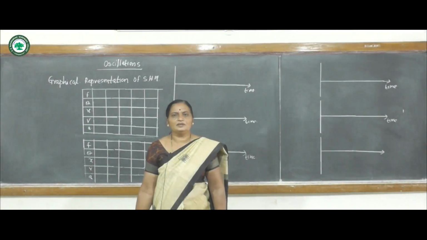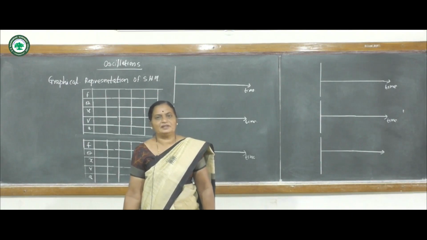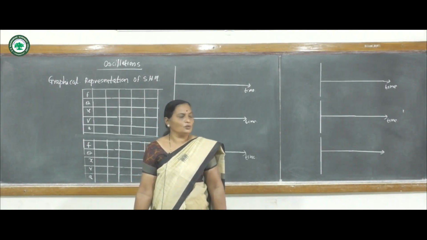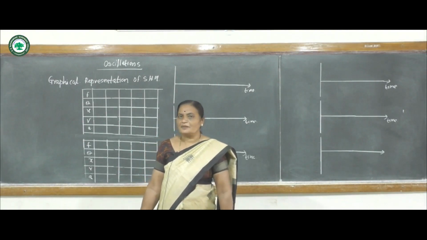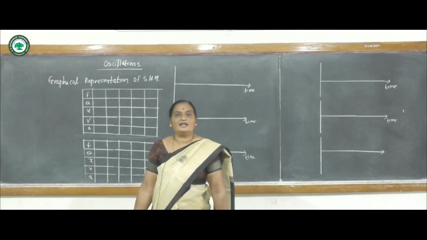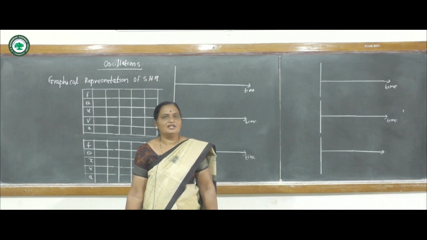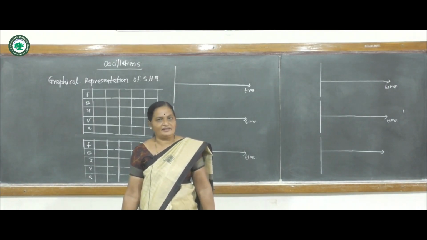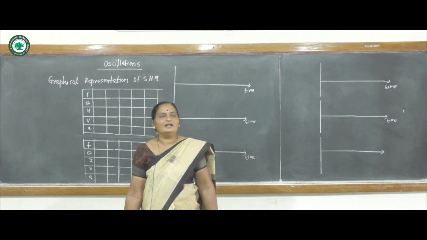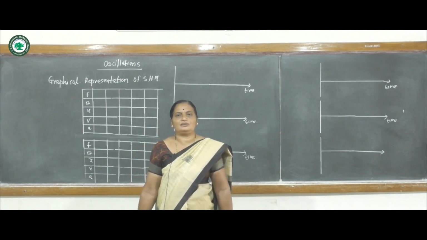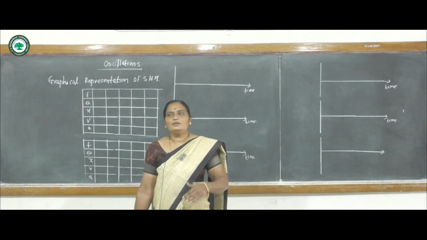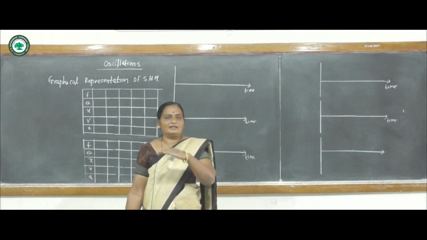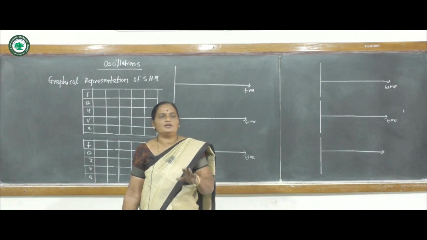Hello friends, we see the chapter oscillations here. In this chapter we study the graphical representation of SHM. You see the displacement, velocity and acceleration. They have maximum and minimum values about the mean position, and the motion is simple harmonic motion.